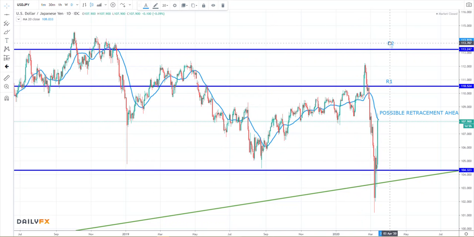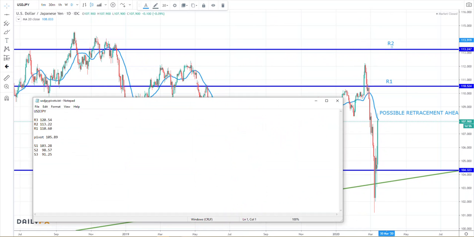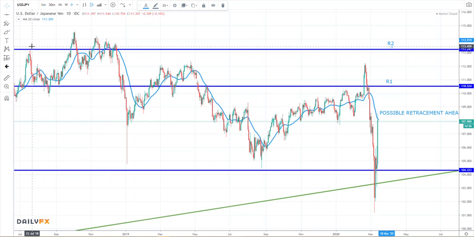Okay. So R3 is 120.54, but first you'd have to see some big moves just beyond 110 and 113 before I'd be looking into R3. So basically, if R1 gets broken, then after consolidation, if it holds above, then next you should look for price to move to R2, etc. down the line. All right, 105.89 is our pivot point.